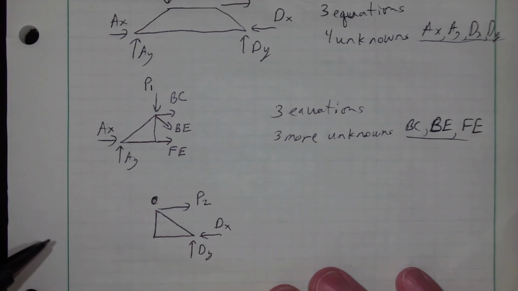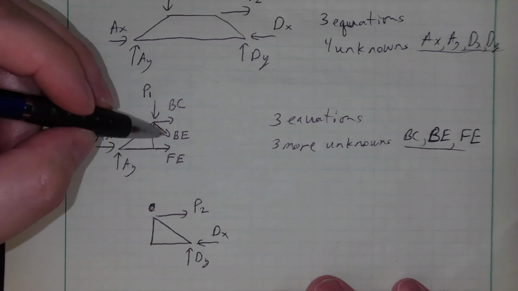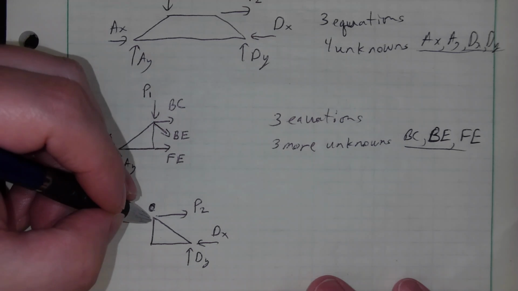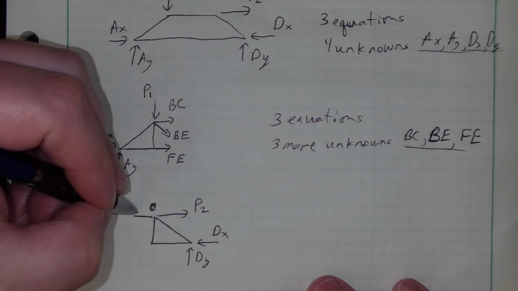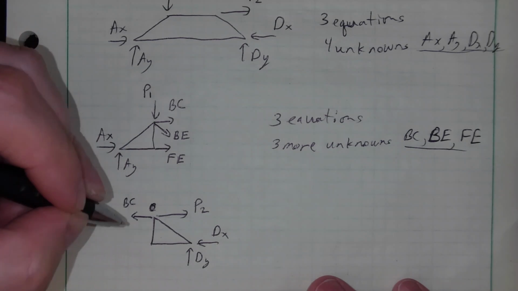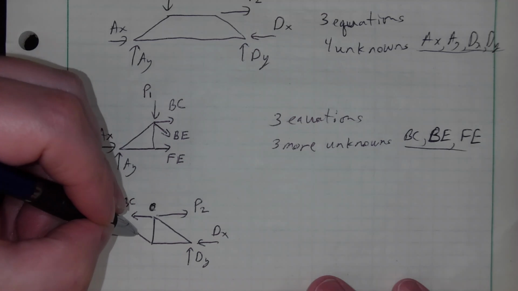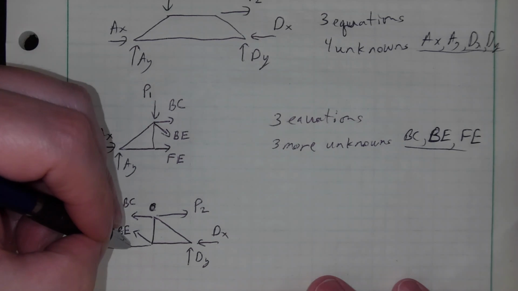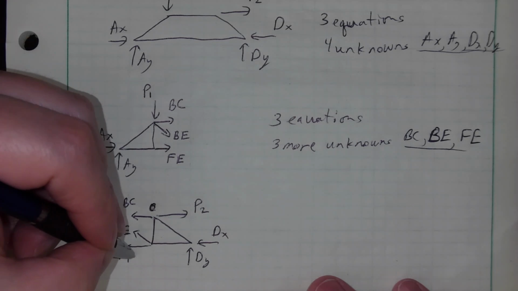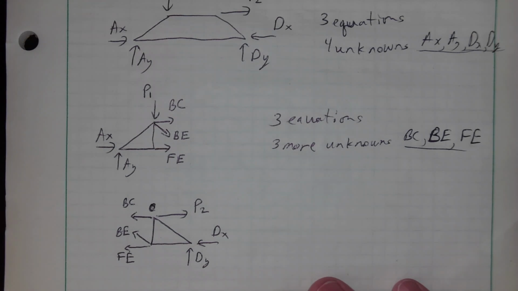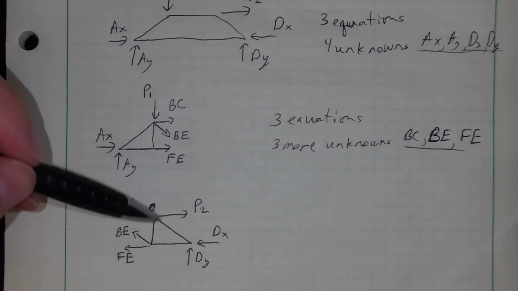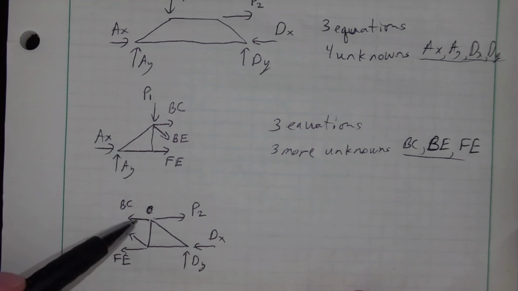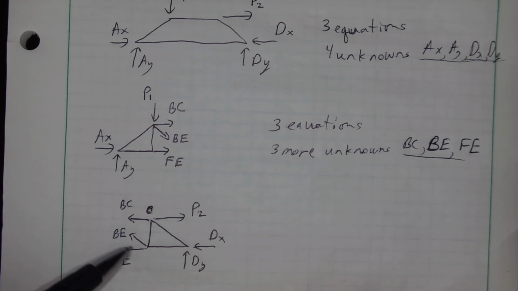But now here's the thing. These, I've drawn these in tension, and I don't know values for them yet. If I still don't know values for them, I'm going to continue to draw them in tension. BC, BE, and FE. And one might say, Steve, but you've drawn them different. Well, yes, they are. These are equal and opposite. Right? These are equal and opposite.